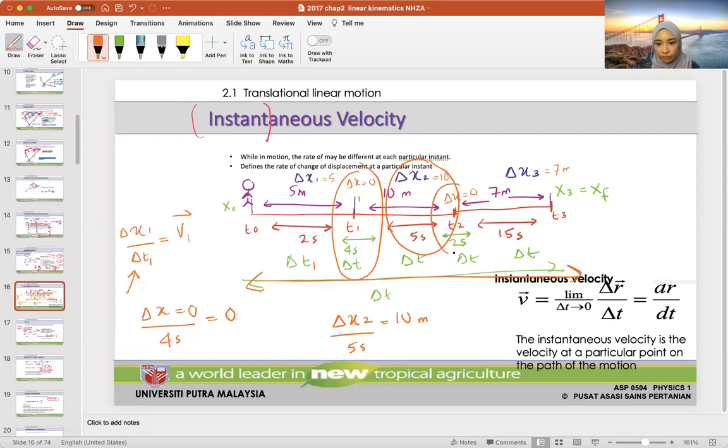Kat sini pula waktu Fatihah tengah break. Boleh. Delta x equals to 0 over the time that she took. 2 second. Delta t equals to 2 second. This equation is instantaneous velocity, but it is 0. So the instantaneous velocity of Fatihah when she was resting is equal to 0 because no displacement happened. And then kat sini sama juga instantaneous. So all these instantaneous velocity make up.